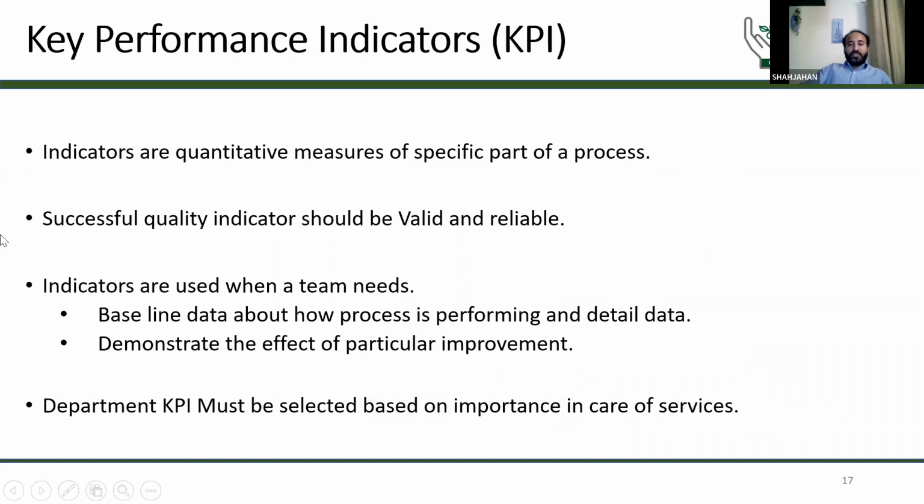So first of all, key performance indicators. Indicators are a quantitative measure of a specific part of a process. Successful quality indicators should be valid and reliable. Indicators are used when a team needs baseline data about how a process is performing and detailed data to demonstrate the effect of a particular improvement. Department KPIs must be selected based on the importance in case of services.